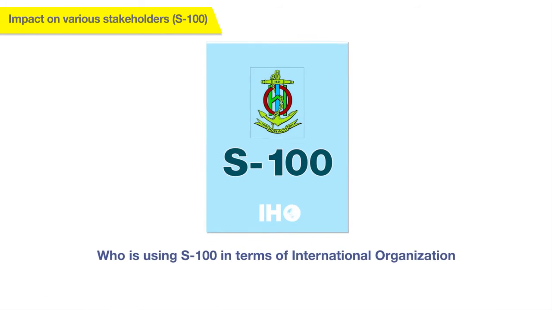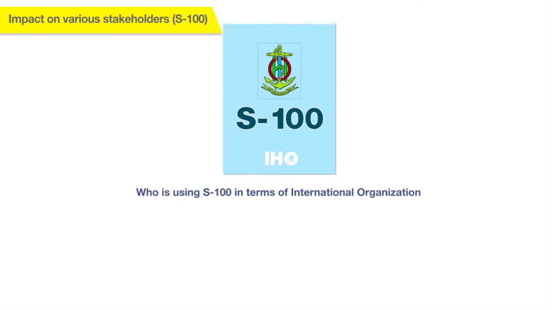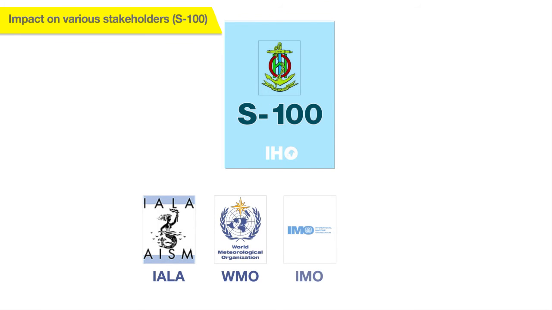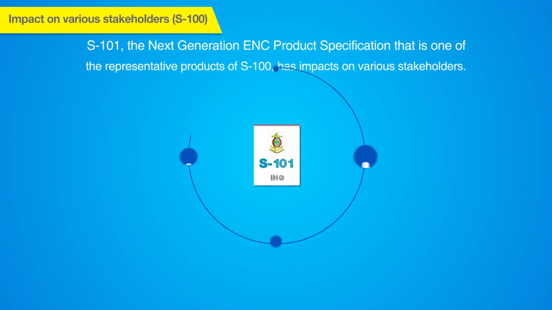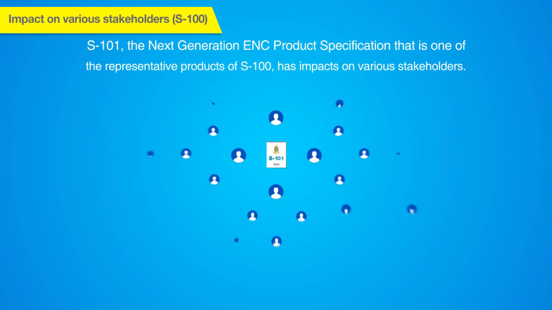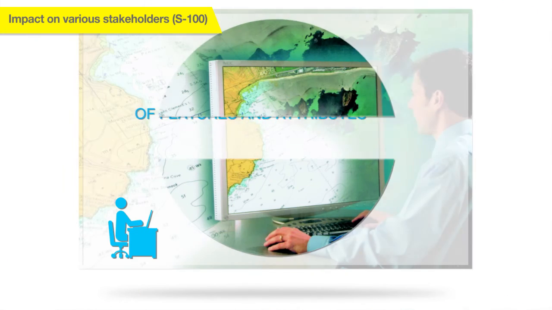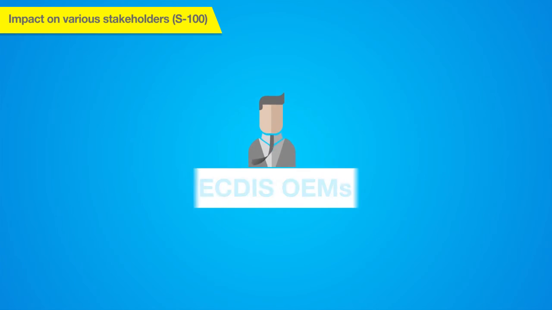S100 can be defined as a framework to develop product specifications for specific data as mentioned earlier. IALA, WMO, IMO, and IOC, as well as IHO, intend to utilize S100. S101, that is one of the representative products of S100, has impacts on various stakeholders. Most of all, the introduction of S101 will have great impact on cartographers and hydrographic offices.